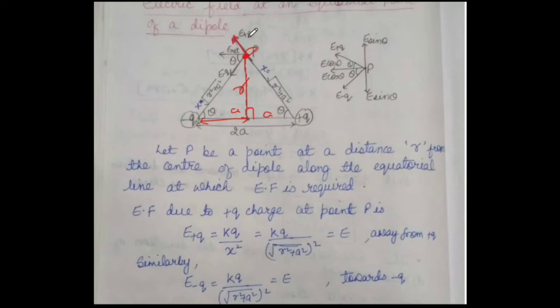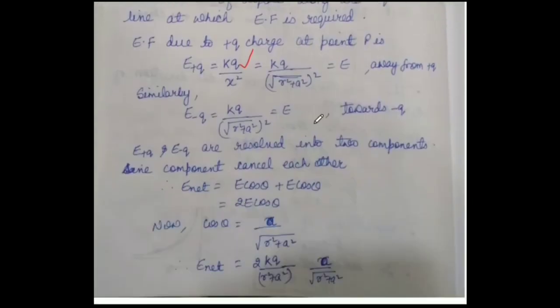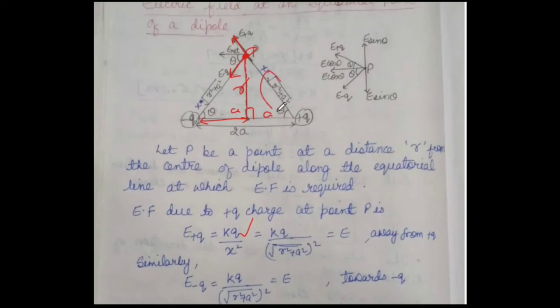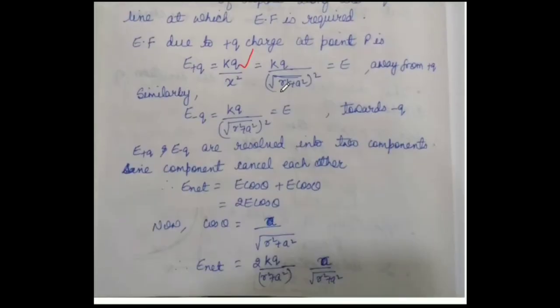This is the electric field due to plus q charge, and this one is minus q charge, so the direction of electric field is towards the negative charge. So this is the direction of electric field due to minus q charge, right? Now electric field due to plus q charge is given by kq by x square. X is what? Under root r square plus a square, whole square. It is away from plus q charge. Due to minus q charge, it is kq by distance, and the distance is again the same, under root r square plus a square. So here the electric field is again this one, direction is towards negative charge.